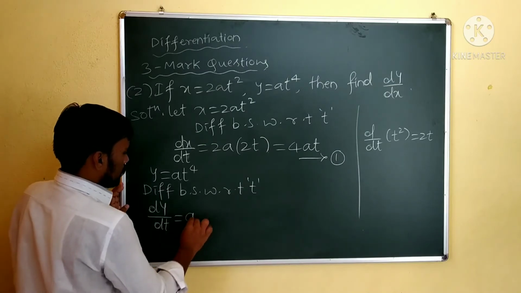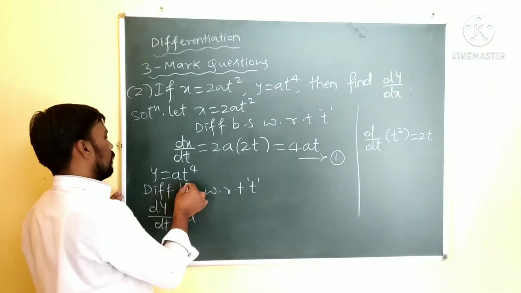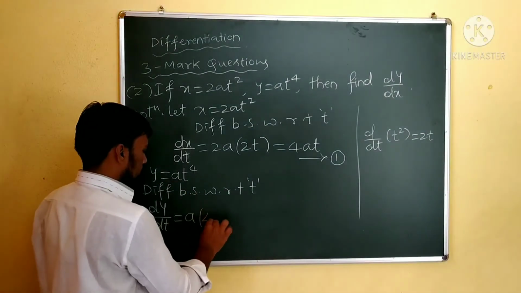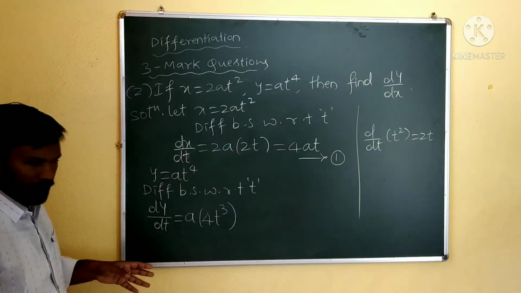That is equal to a, which is constant. Write this as this, and take the derivative of t to the power of 4. So which is how much? 4 into t to the power of 3. You can write it directly.